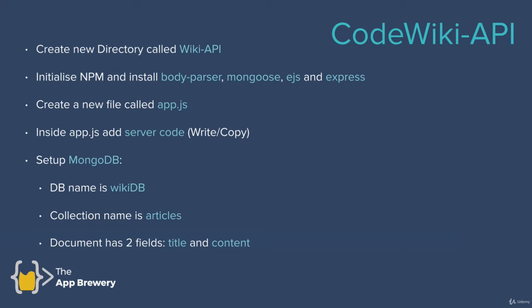So the first thing you have to do is to create a new directory called Wiki API. And then we're going to initialize npm and install 4 packages: body parser, mongoose, EJS, and express. And then we're going to create a new file called app.js. And inside app.js, we're going to add our server code. So that includes requiring all of those modules that we installed and initializing express and setting body parser up. Now, this is something that you need to do every single time.